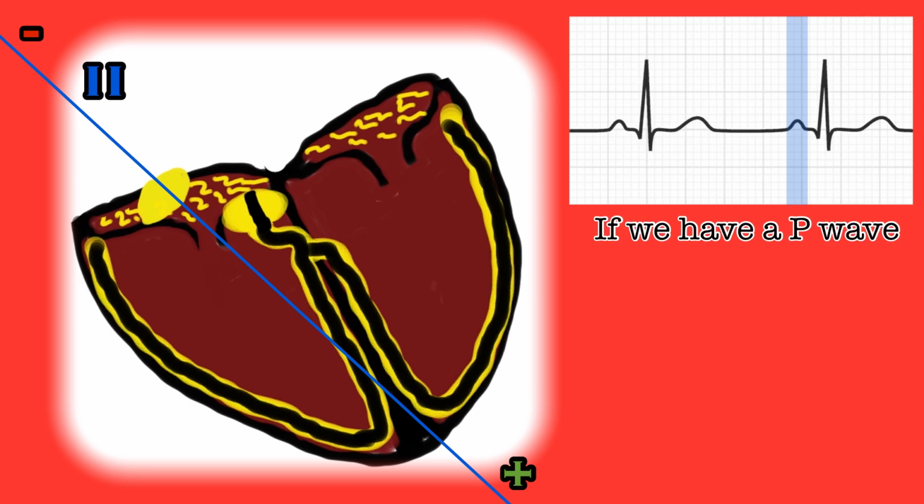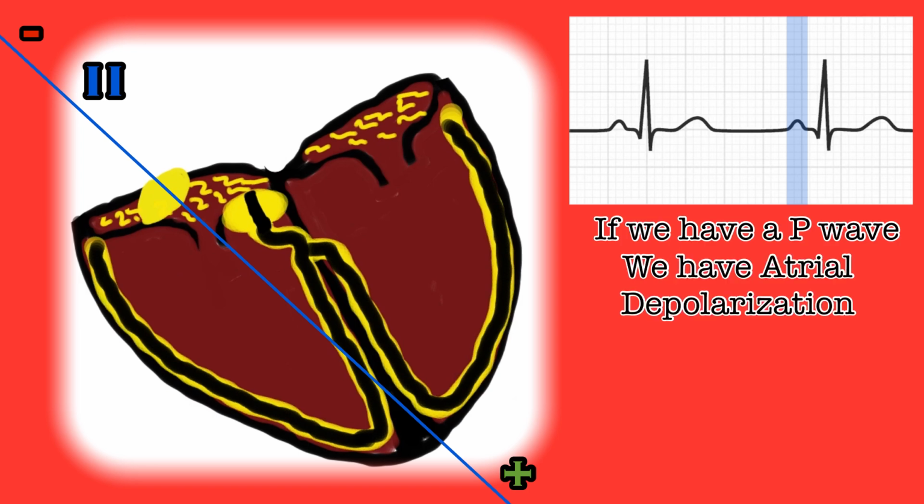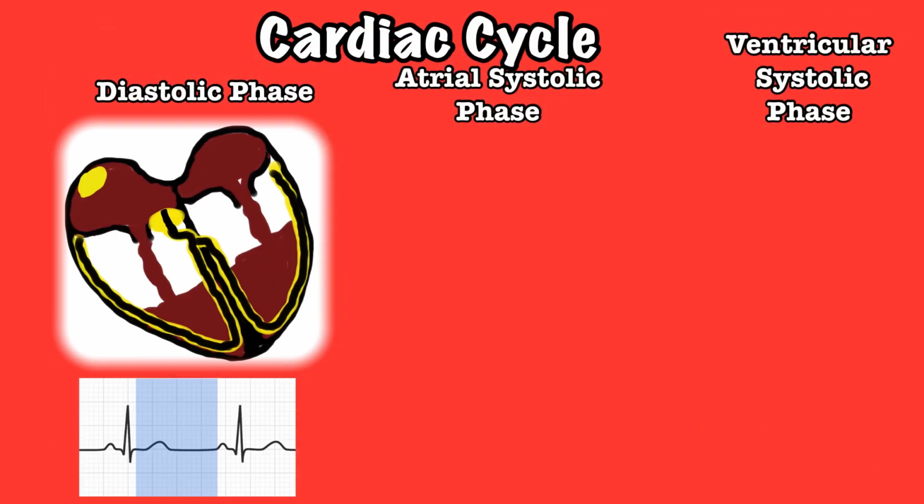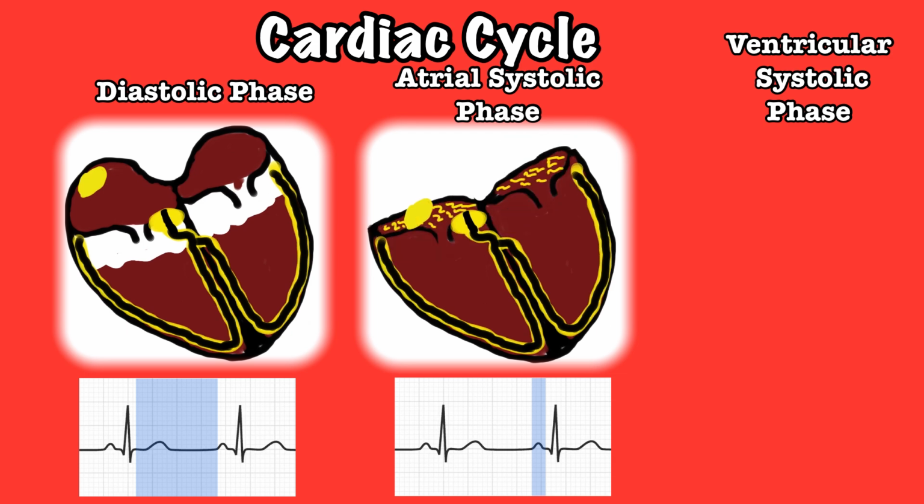If we have a P wave, we have atrial depolarization. If we have atrial depolarization, and everything is functioning the way that it's supposed to, we have atrial contraction, and atrial contraction provides atrial kick blood into the ventricles. Putting the P wave into the cardiac cycle, the P wave represents the atrial systolic phase.